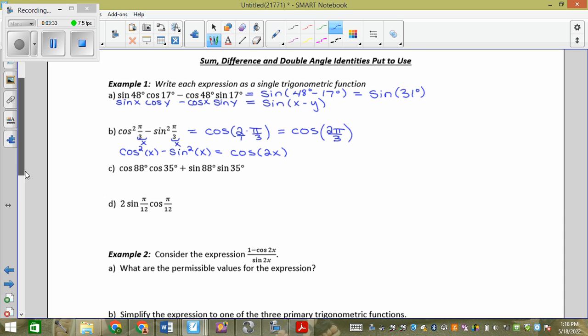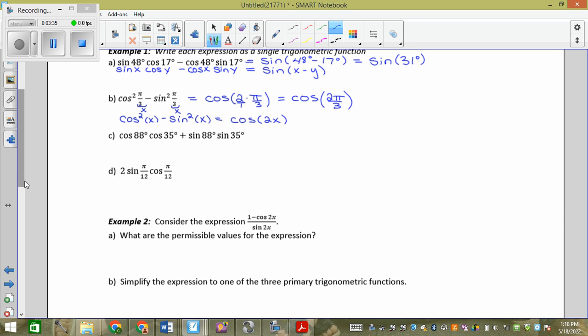It just says write as a single trig function. You guys are going to try C and D. See if you can write them as a single trig function. A couple trig functions here, and write it as like cos or sine or whatever.